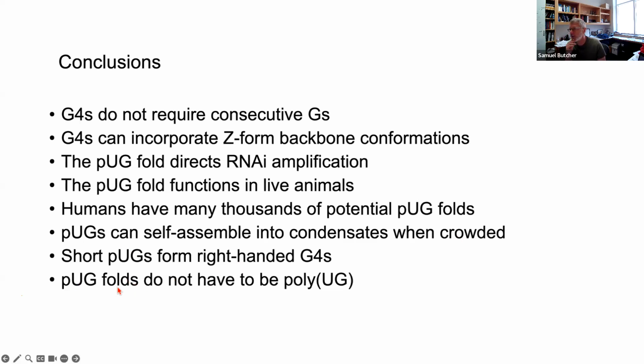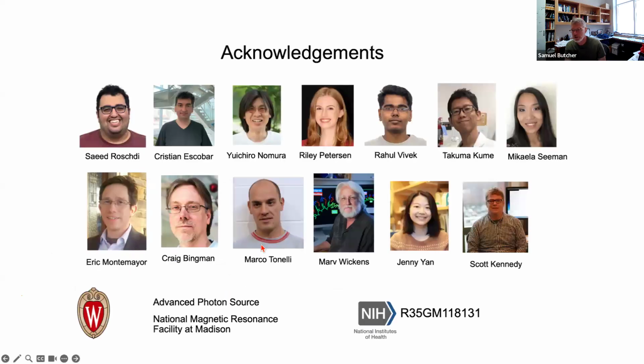What I didn't have time to tell you is that this fold does not have to be poly-UG. So we started asking, what are the rules for these pug folds? It turns out you can change the U's. Most of the U's are not involved in the structure. Those can be just about any nucleotide. So there, in fact, are way more than 20,000 potential pug folds in the human transcriptome.